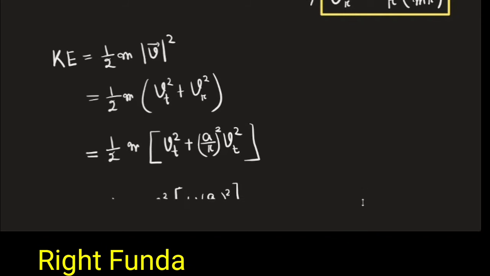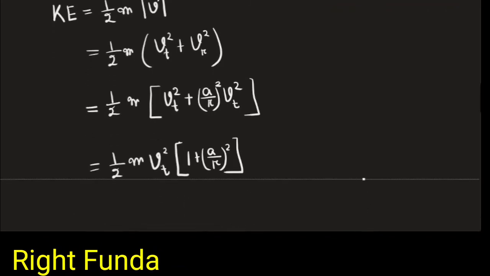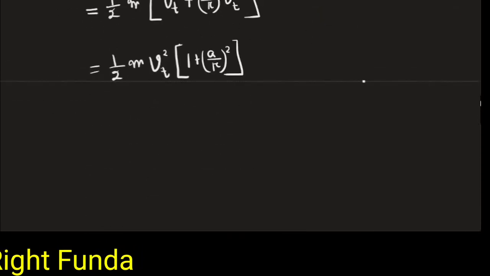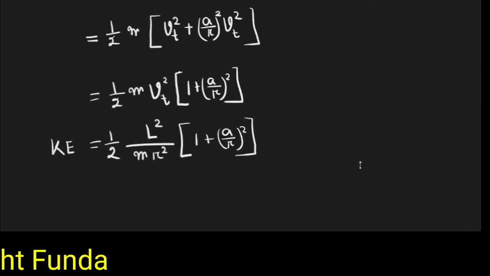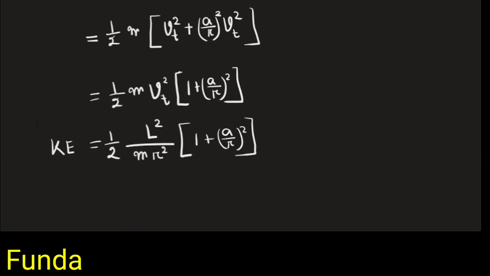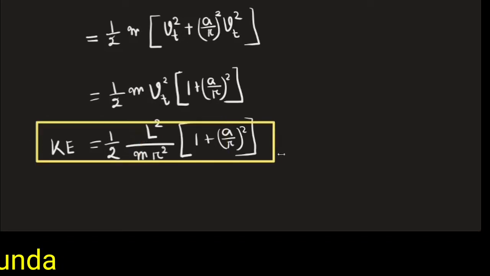So I take V t common, then I remain with this one. And if I take the value of V t that I got here, the tangential component of velocity L by m r, and substitute it here, then I get the kinetic energy of the particle in terms of L and as a function of r. Okay. So this is my kinetic energy.